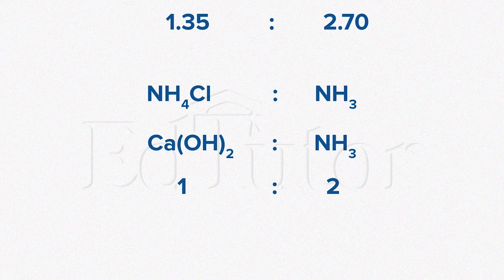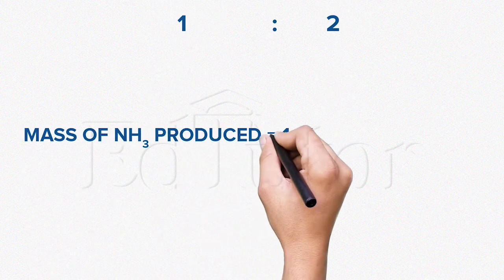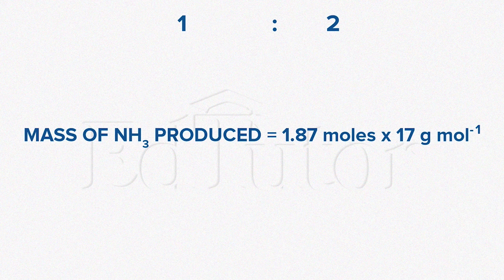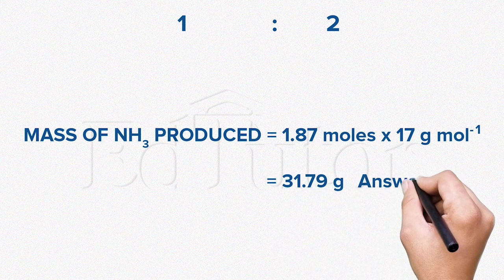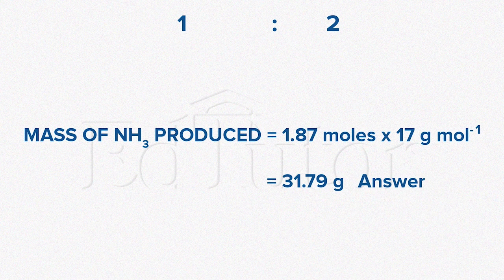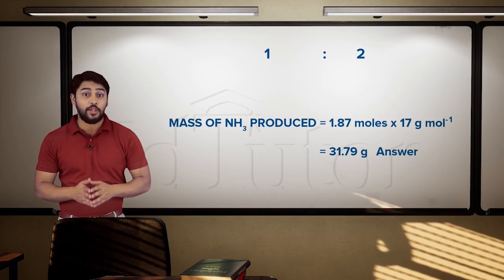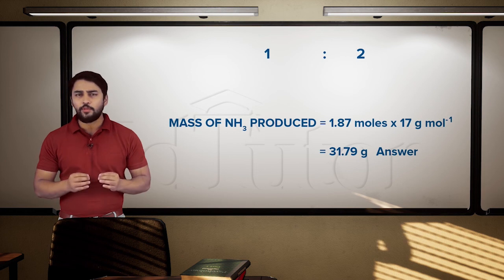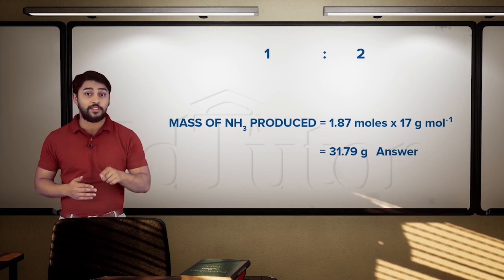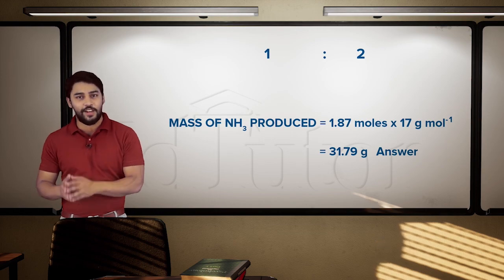So, what does that tell us? It undoubtedly signifies that ammonium chloride is our limiting reactant compared to the other reactant, calcium hydroxide, which is present in excess. Hence, the mass of ammonia gas produced is 1.87 moles multiplied by 17, which is the molar mass of ammonia, and we get 31.79 grams, which would be the mass of ammonia gas produced. This brings us to the end of the first part of this question. I'm sure it wasn't that difficult for you, as we have been doing similar types of questions in the previous videos as well, isn't it?